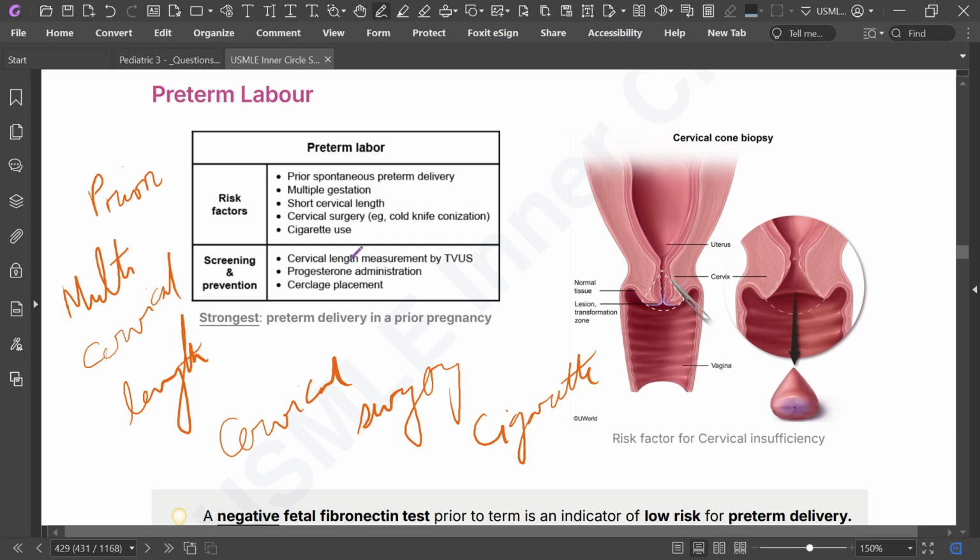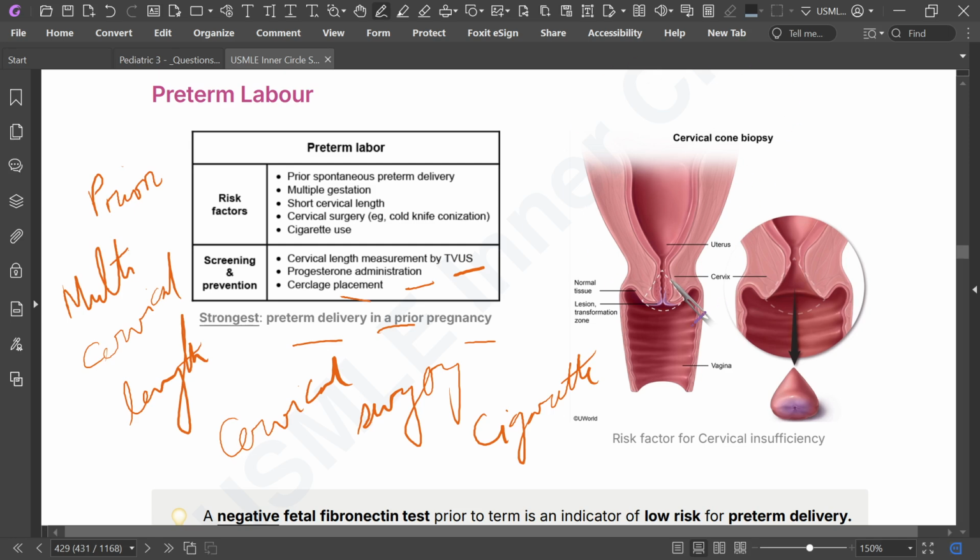Screening and prevention: cervical length measurement by transvaginal ultrasound, progesterone administration, and cerclage placement. The strongest risk factor is preterm delivery in a prior pregnancy.